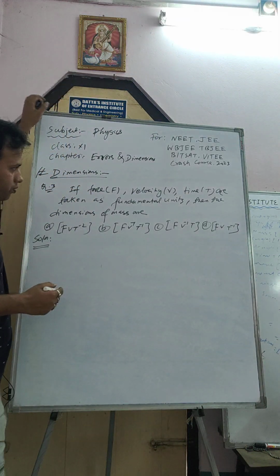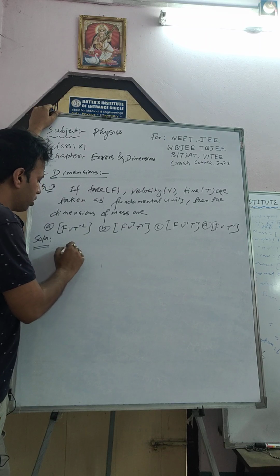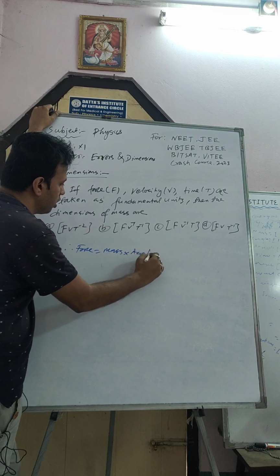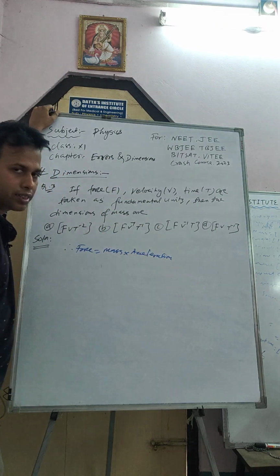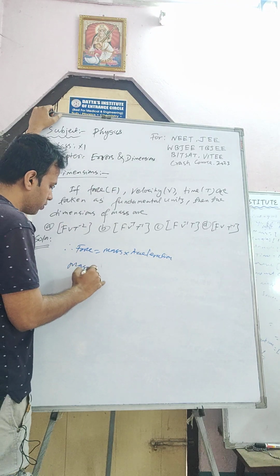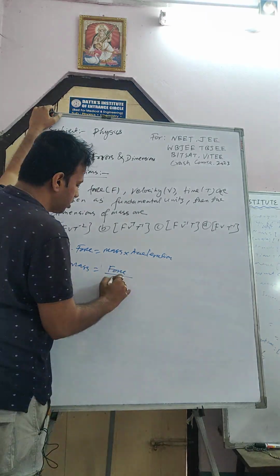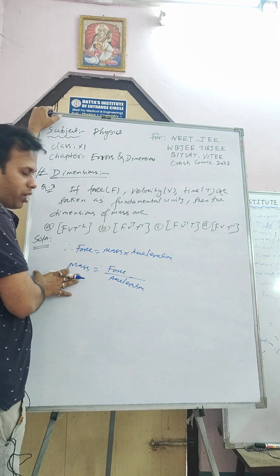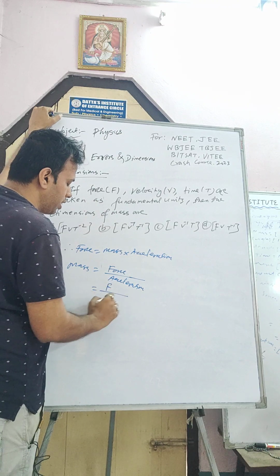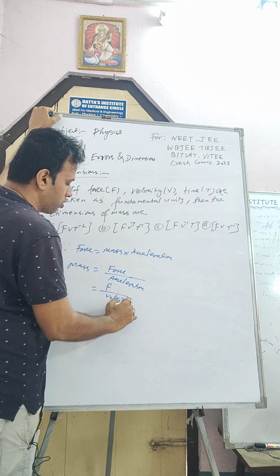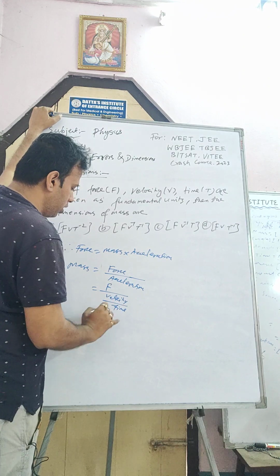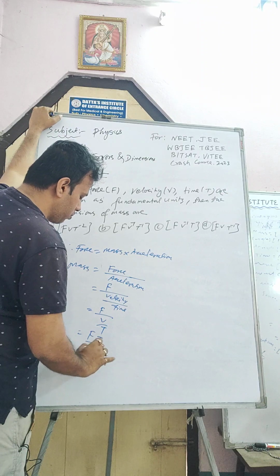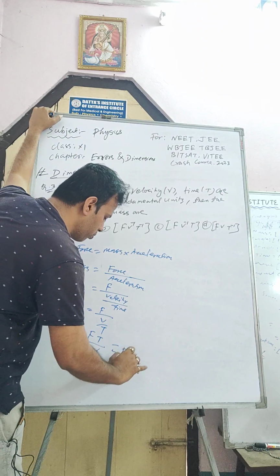In physics, we know that force is mass into acceleration. All of you know this from class 8. So mass will be force by acceleration. We have to find out the dimension of mass, so I find out mass. Force is F, and acceleration we can write as velocity upon time, so it will be F B by T. So it will be F T by B. So the dimension of that will be F B minus 1 T.